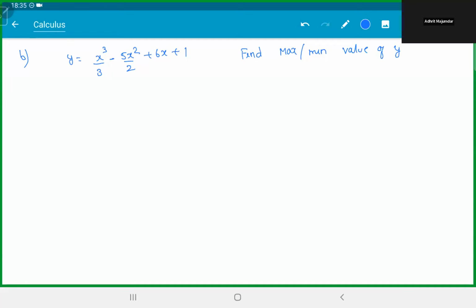I think Ronak got 5.66 and 5.5. It is not coming as 2 and 3. It is coming as irrational numbers.